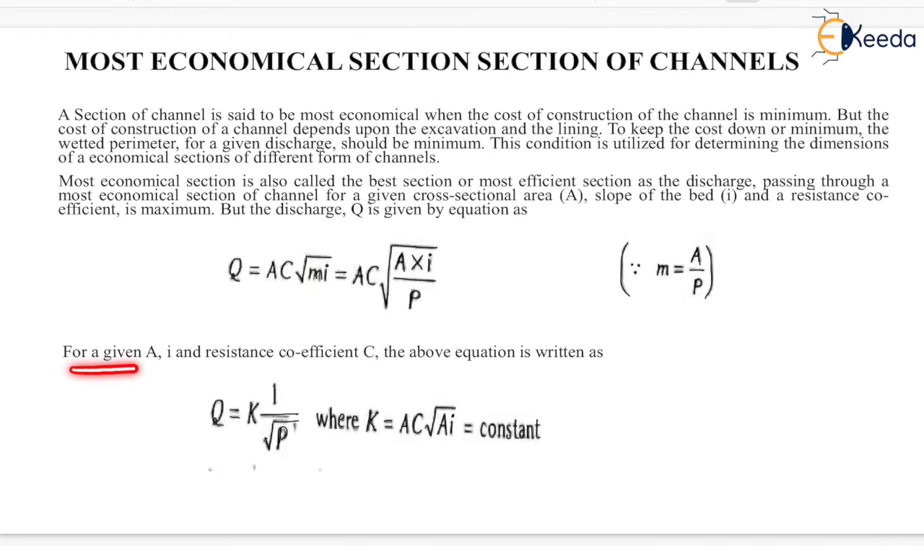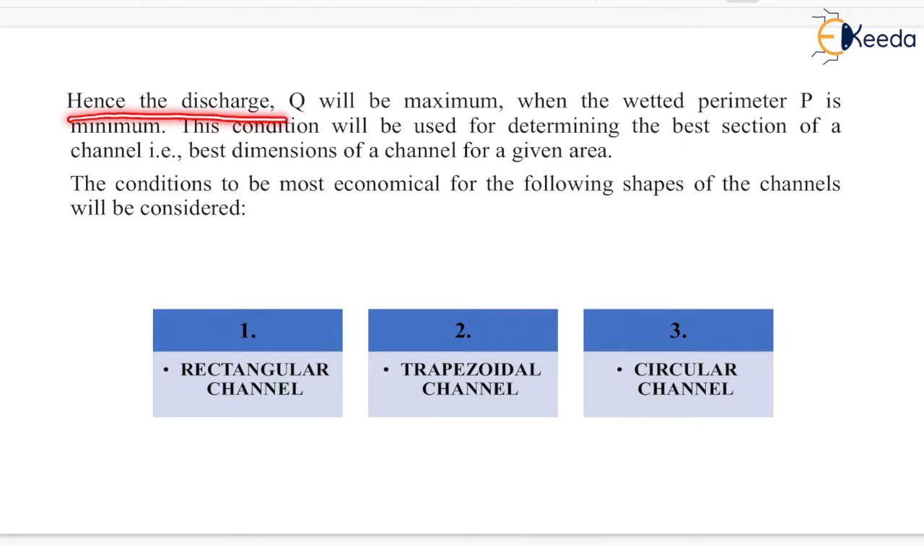Now for a given A, that is area, i, that is slope, and resistance coefficient C, the above equation is written as Q equals to K into 1 upon root P, where K is equals to AC under root A i, which is a constant. Hence, the discharge Q will be maximum when the wetted perimeter P is minimum.